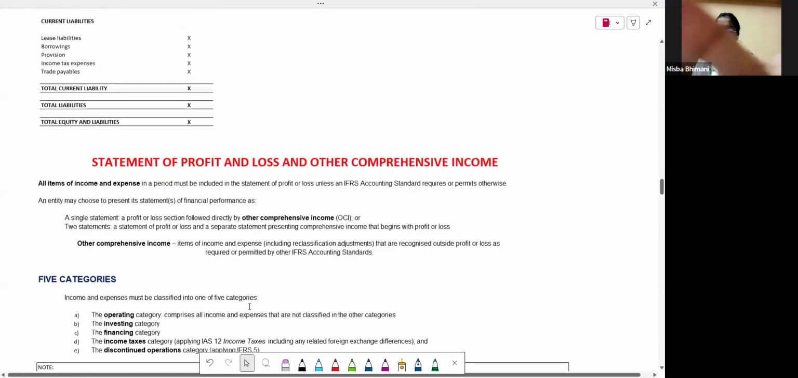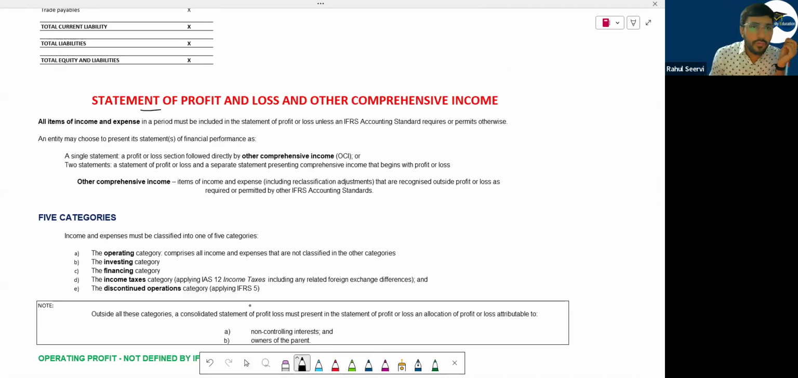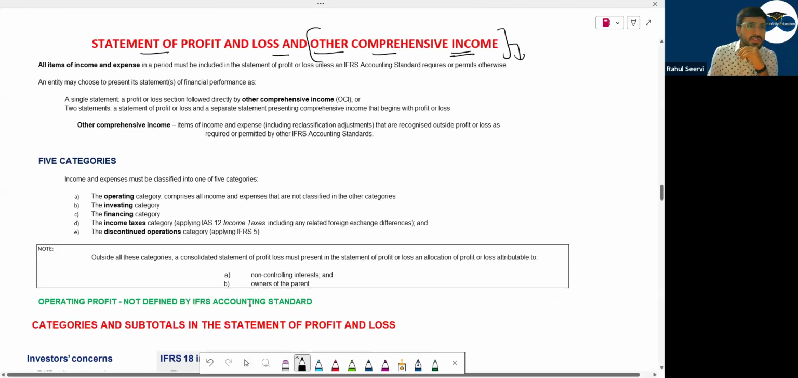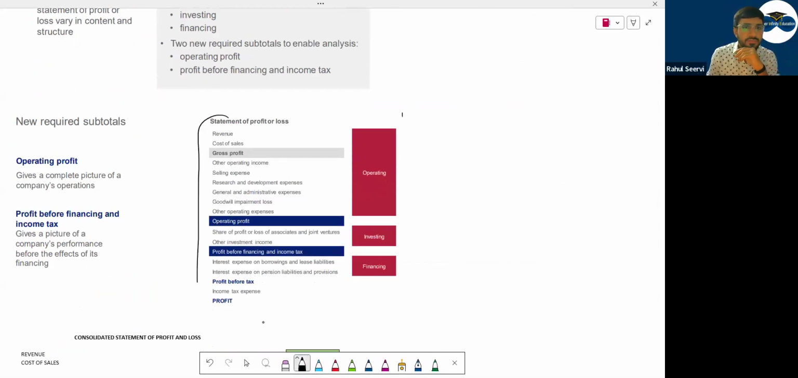Then coming to statement of profit and loss. Now, as I mentioned, the format of statement of profit and loss has been changed. Now, the statement of profit and loss is also known as what? Other comprehensive income. Now, what does this other comprehensive income mean? We will be coming to this later. First, understand the format of P&L, which we have discussed in the previous class, which you have already written.